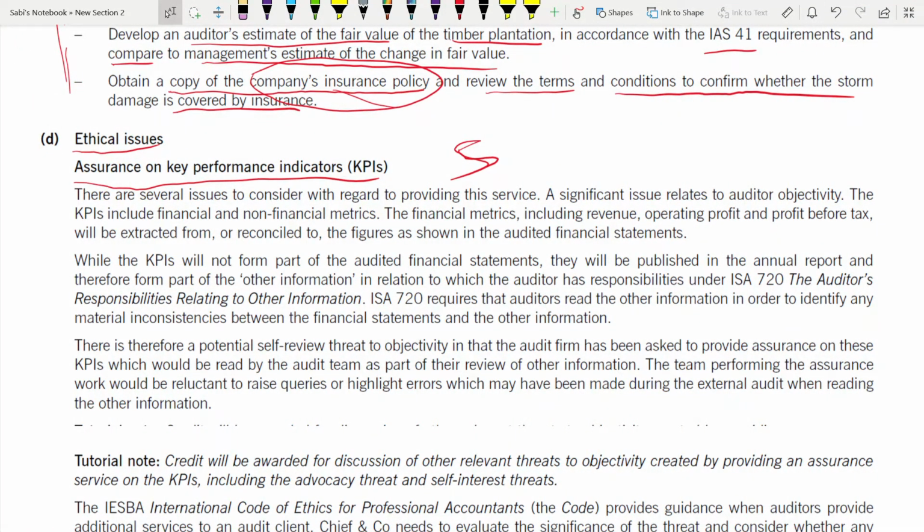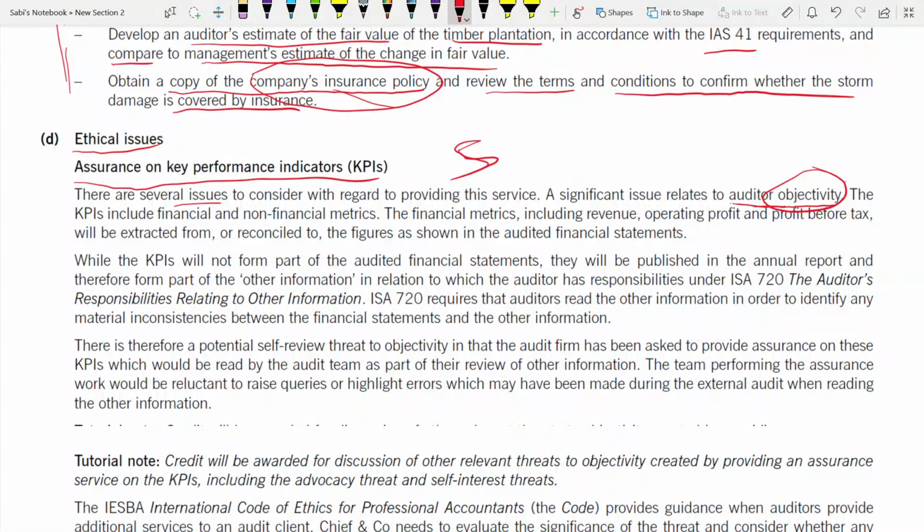Now, there are several issues to consider with regard to providing this service. What are those issues? A significant issue relates to auditor objectivity, because we are talking about ethical issues. So make sure that you link with objectivity, integrity, confidentiality, professional competence and due care, professional behavior. These 5 ethics. Okay. So this relates to auditors. Out of 5, which one? Objectivity.